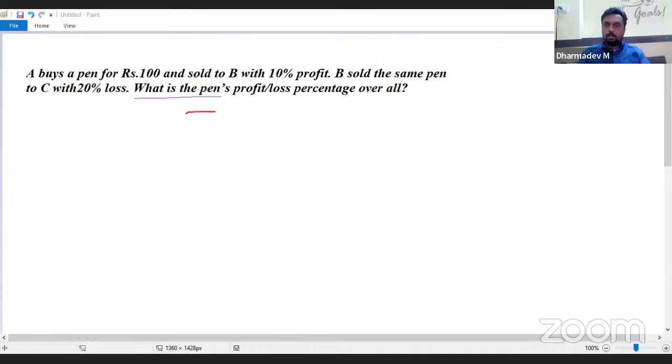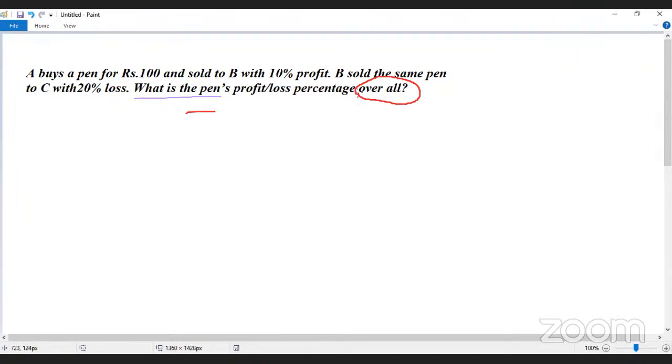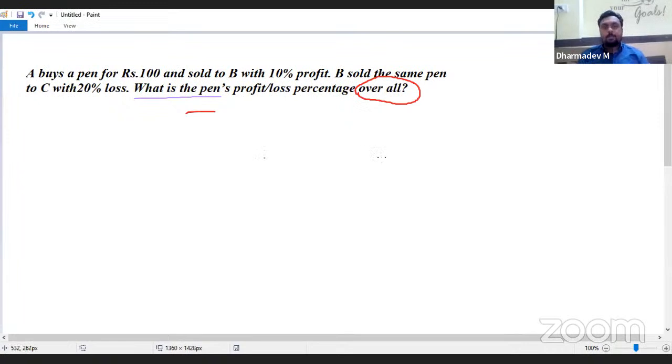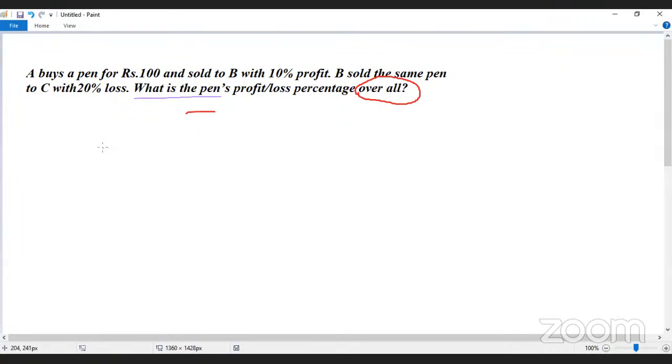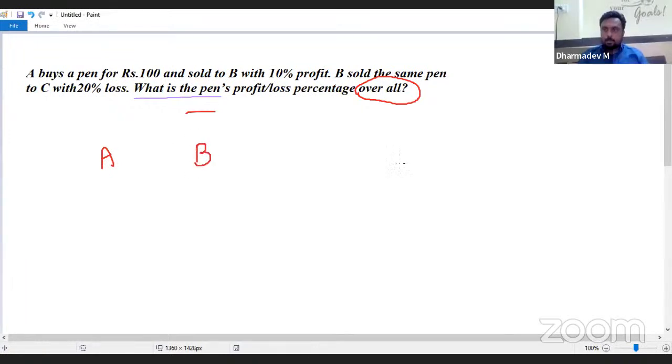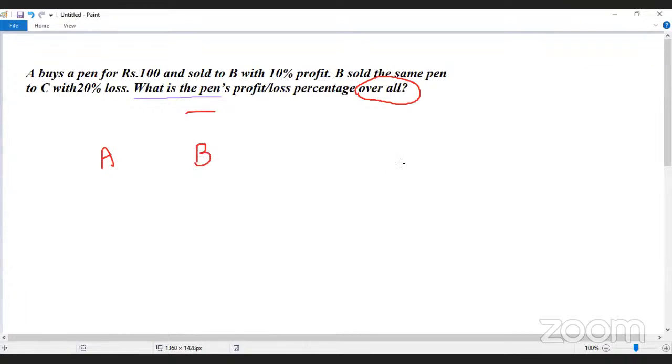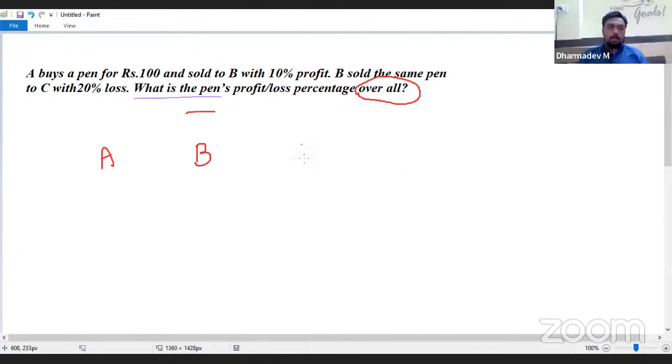98. Okay. So what is the pen's profit or loss percentage overall? Loss. How much percentage of loss? 12%. Amarachi? I think 12% loss.